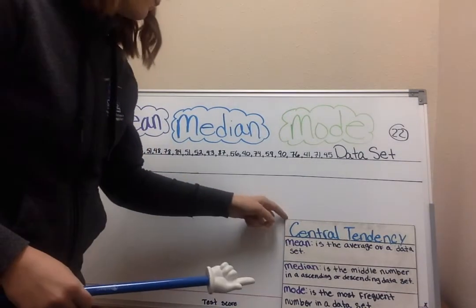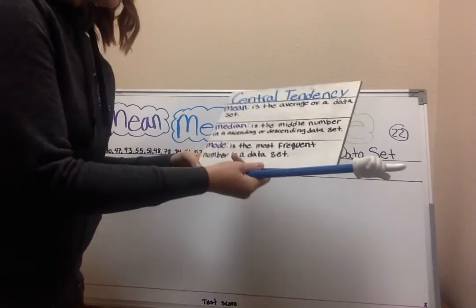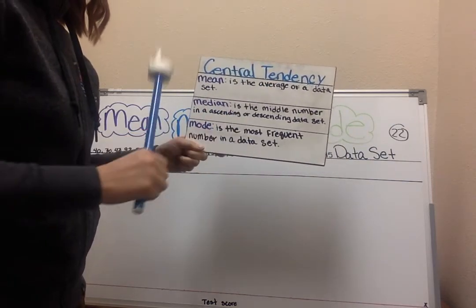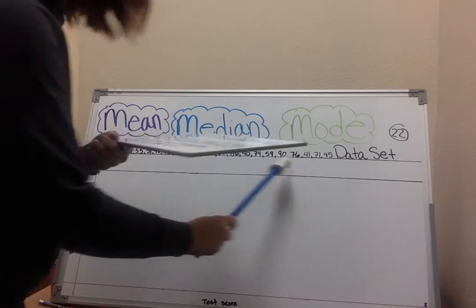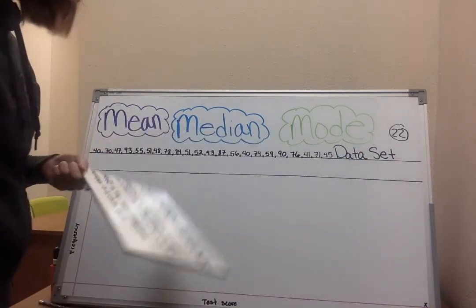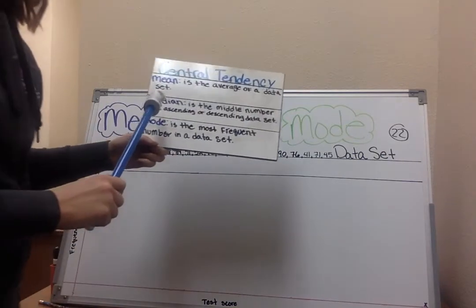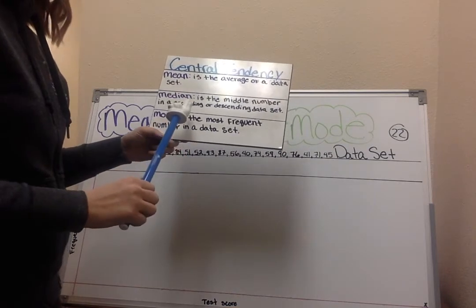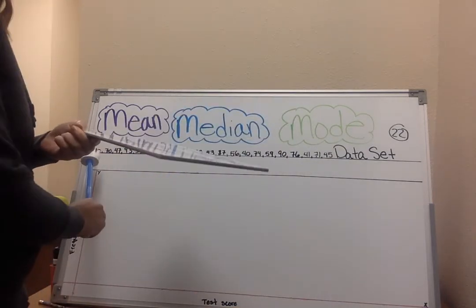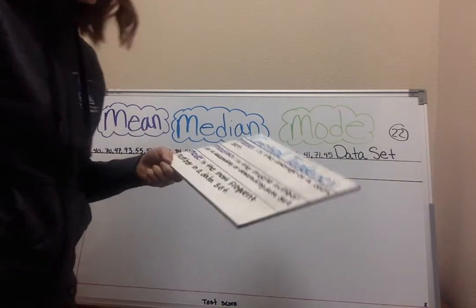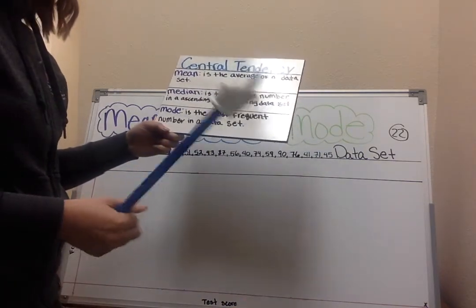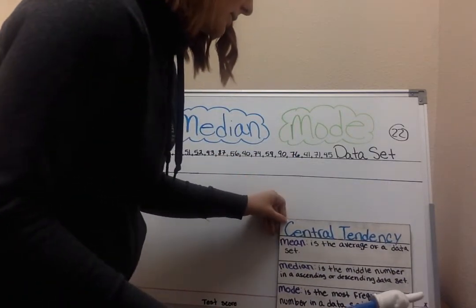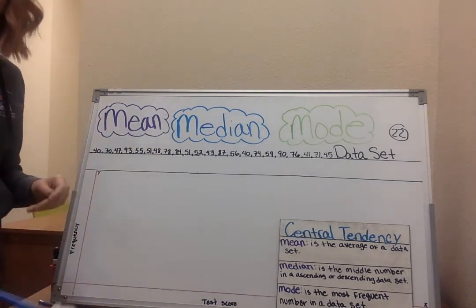Now, if we focus on central tendency, we're going to be learning about mean, which is the average of the data set. So if we add all of these numbers up and divide by 22, we can find our mean. Our median is the middle in an ascending or descending data set, which means we need to organize this from smallest to largest. Our mode is the most frequent number in the data set. So once we organize our data set, we can go through and see which number occurs the most.